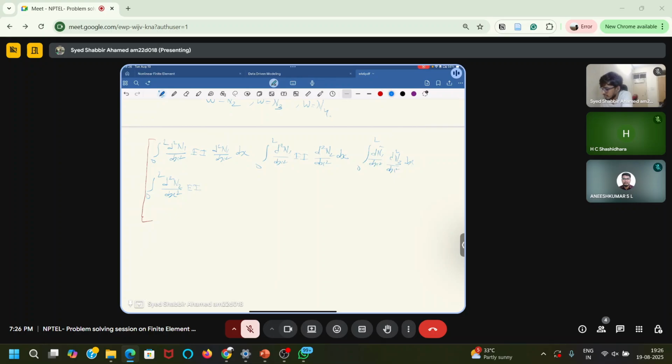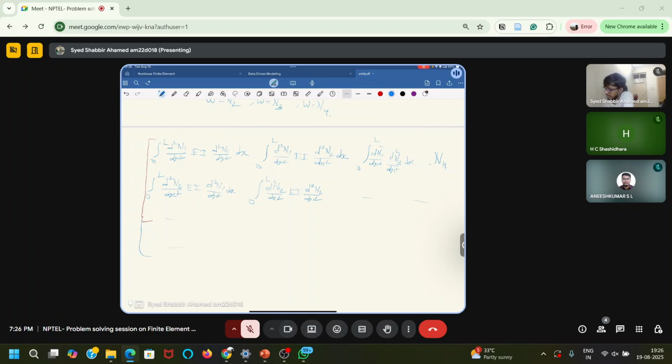And in the second equation, we will get N2. So this will be the constant thing. And here you will get N1. Here the same thing, N2 will be there, EI into d square N2 by dx square. So similarly, we can do it with respect to N3 and N4.